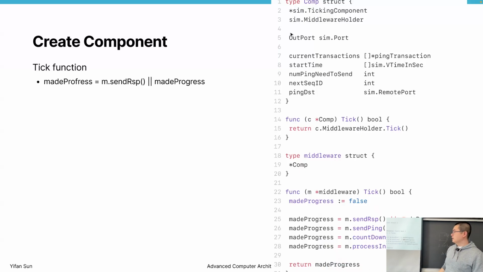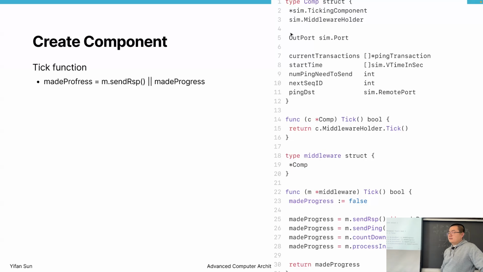So quick question. Can I write something like this? Made progress or equal m.sendRSP. Or I can write made progress equal to m made progress or m.sendRSP. Can I implement it in this way? So basically, why can I not swap these two? Because it's true.